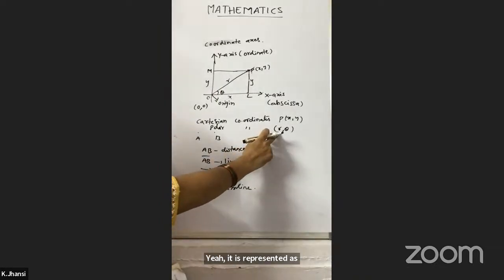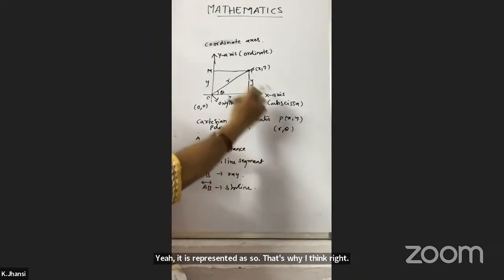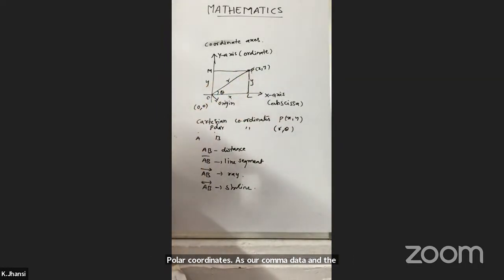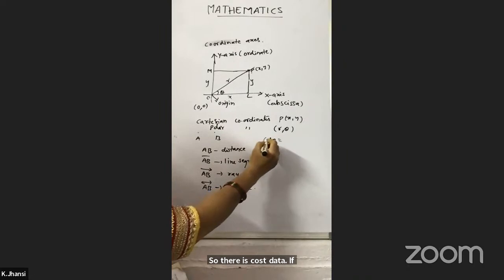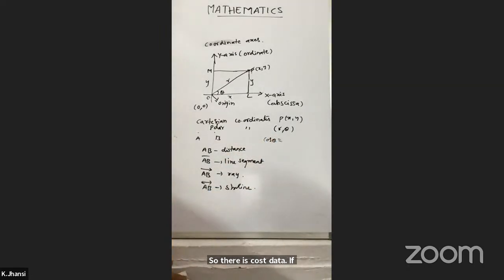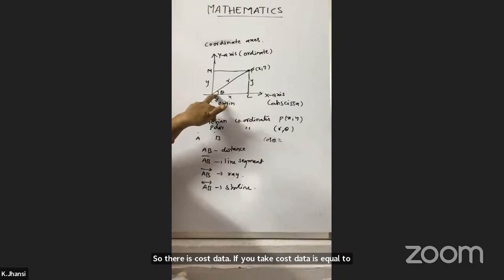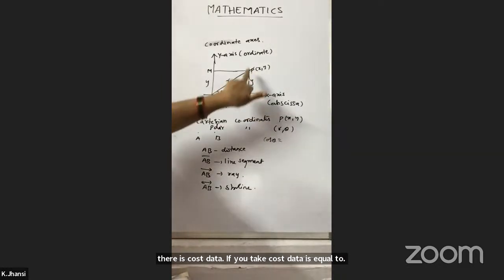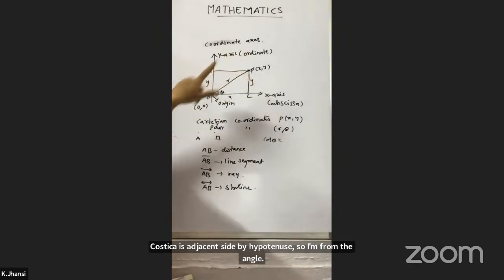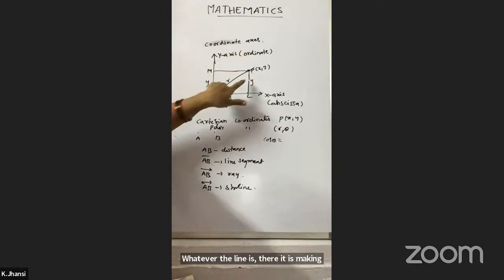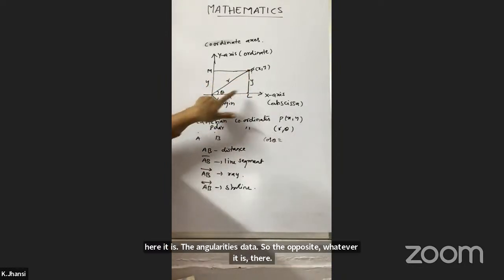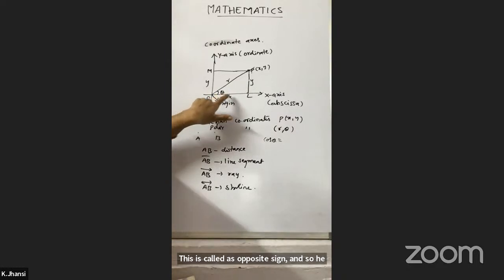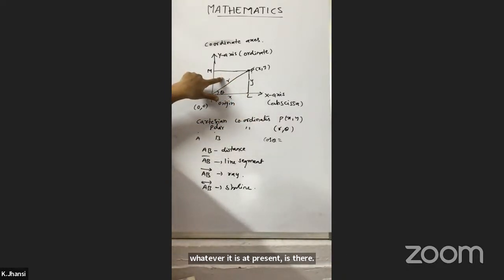So that's why we'll write polar coordinates as r comma theta. And whenever it is making a right angle triangle, with the help of the hypotenuse rule we have now, cos theta is adjacent side by hypotenuse. From the angle, whatever the line is there, it is making the right angle triangle, no? So here the angle is theta. The opposite, whatever it is there, is called the opposite side. And the adjacent is called adjacent. And this is called the hypotenuse.